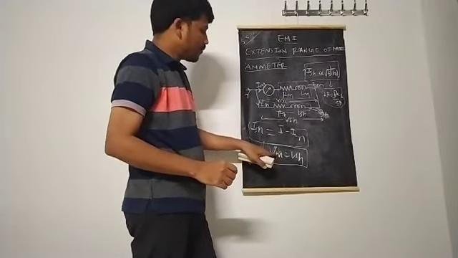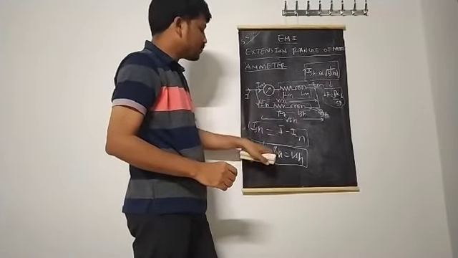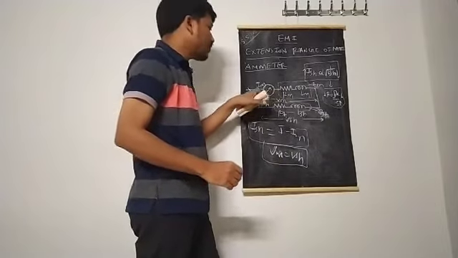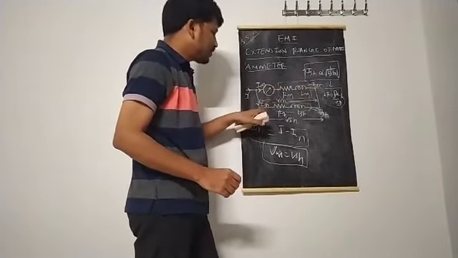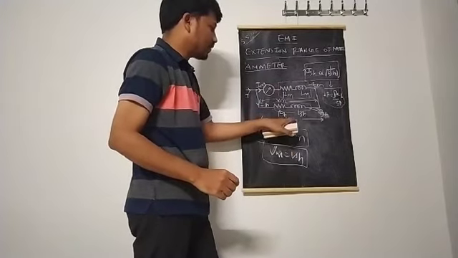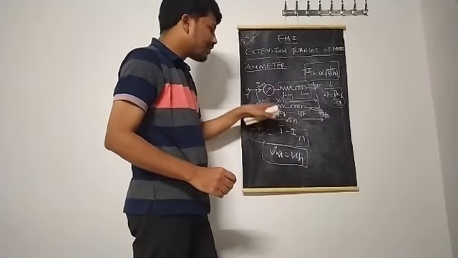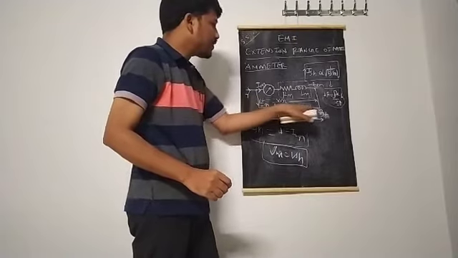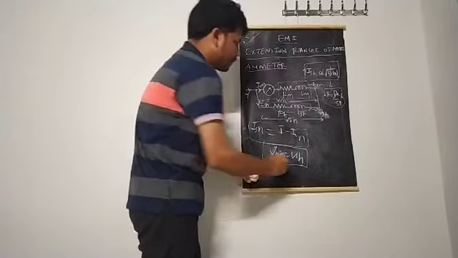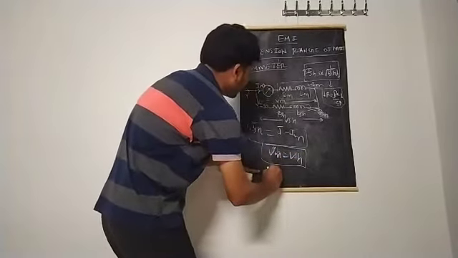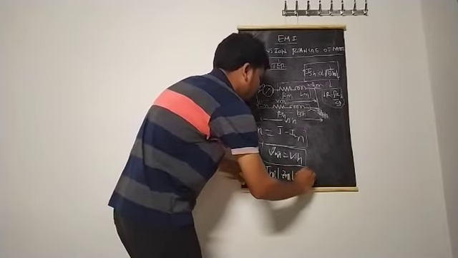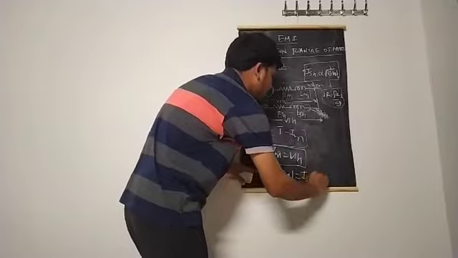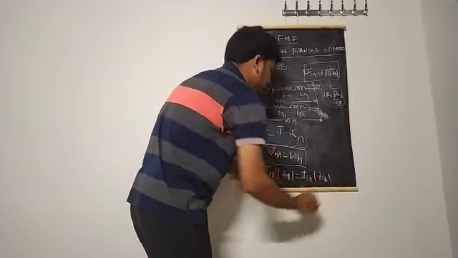Observe that VM is the voltage across the meter. What is the voltage across the meter? V is equal to I into R. What is I? IM. What is the impedance? ZM. What is VSH? Voltage across the shunt path. What is the current? ISH. What is the impedance? ZSH. Therefore, VM can be replaced with IM into modulus of ZM is equal to VSH, that is ISH into modulus of ZSH.